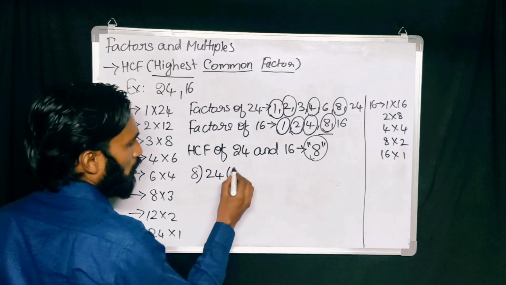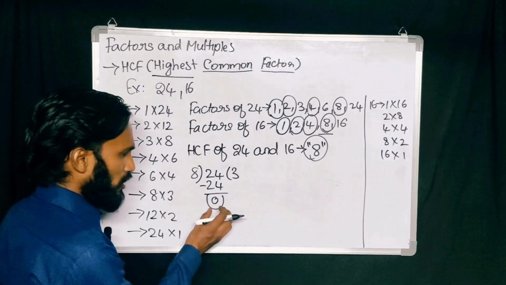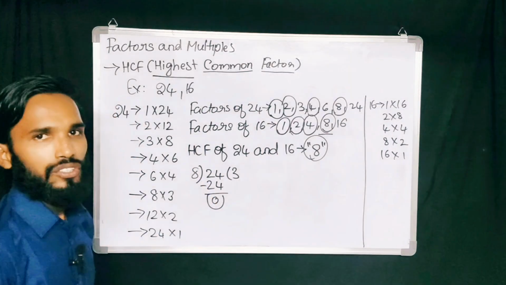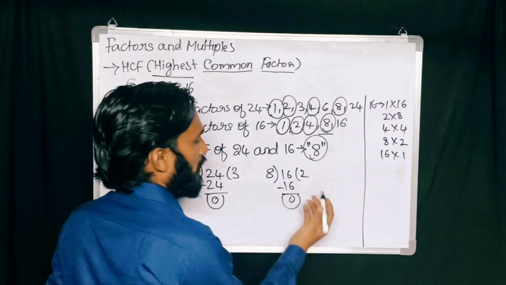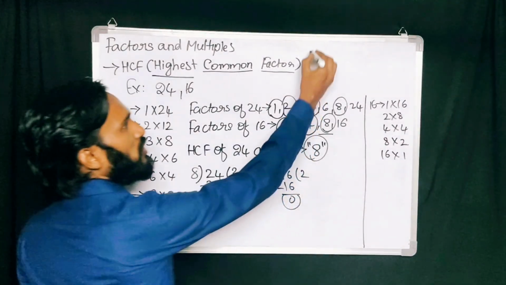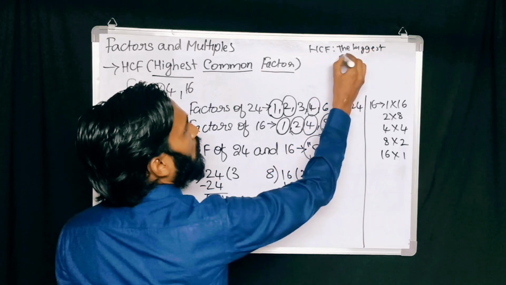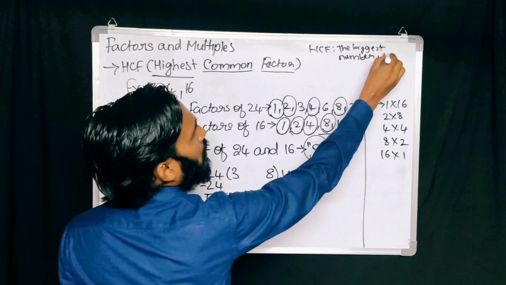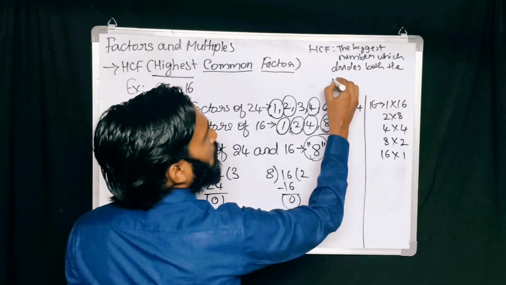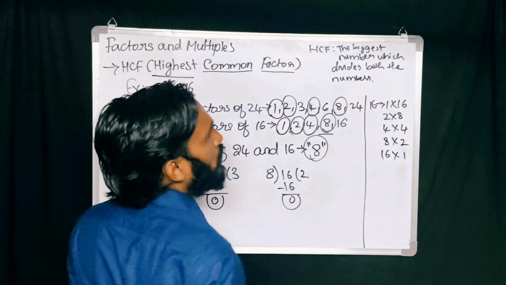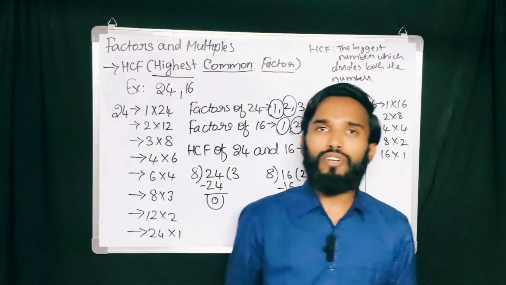So when you divide by 8, the HCF, 24 in the 8 table comes 3 times, and the remainder is 0. That means when 0 is coming, the divisor is the HCF. Now 16 is 2 times 8, and the remainder is also 0. So HCF is the biggest number which divides both the numbers. This is one of the methods to find the HCF of any given numbers. Now we have another method also. Let us see what that is.